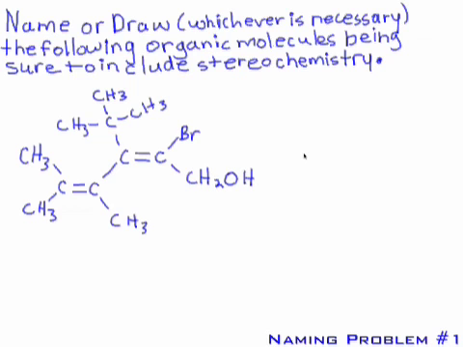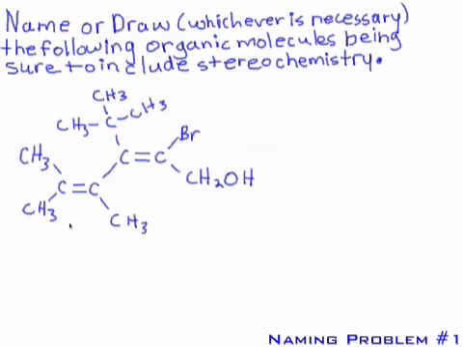Now the first thing you were instructed to do when asked to name or draw, in this case we have to name, including stereochemistry, was to ignore the stereochemistry. The first thing you do is just generate the IUPAC name. So we have to look for the longest carbon chain with the highest priority group. In this case, our highest priority group is OH. It is an alcohol. And we have a 1, 2, 3, 4, 5, 6 carbon chain.